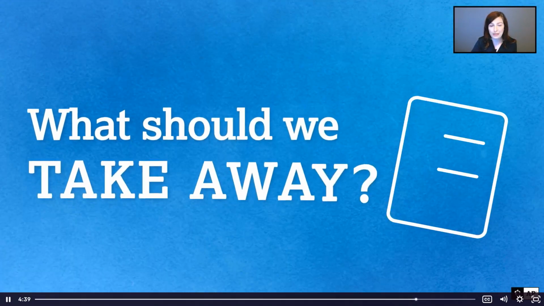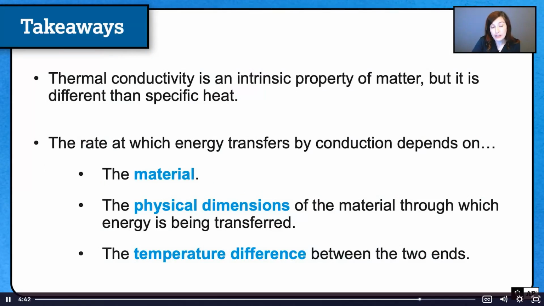So what should we take away from this lesson? Like specific heat or density, conductivity is an intrinsic property of matter, but it's not the same thing as specific heat. If you think back to that example with the blocks at the beginning of the video, one of those blocks was a better conductor. It was able to conduct energy from the surrounding air to that ice cube and cause it to melt faster. So the rate at which energy transfers by conduction depends on the material, the physical dimensions of that material through which the energy is being transferred, and the temperature difference between the two locations.